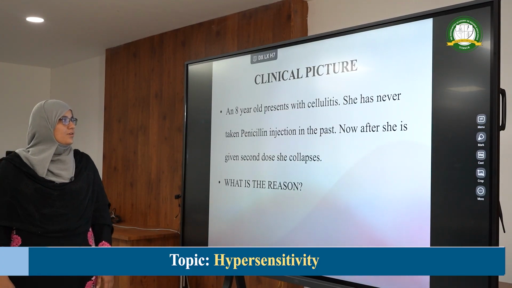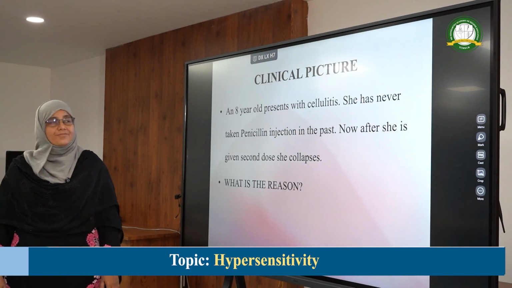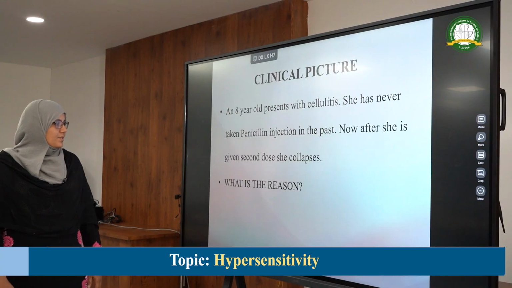We'll just have a talk with a small case scenario. An 8-year-old presents with cellulitis. She has never taken a penicillin injection in the past. Now after she is given the second dose, she collapses all of a sudden. What is the reason for this?